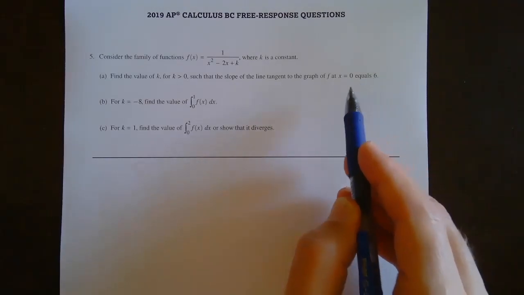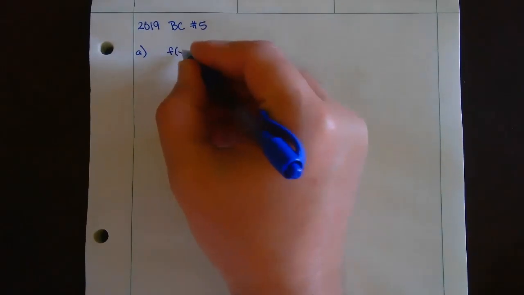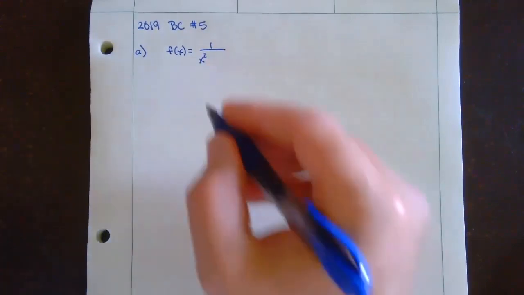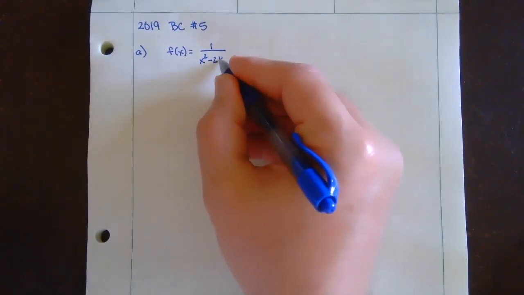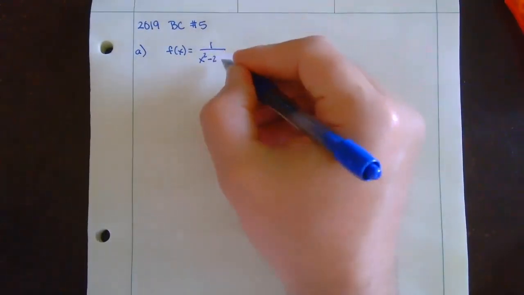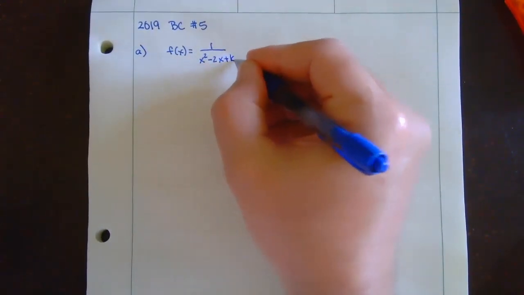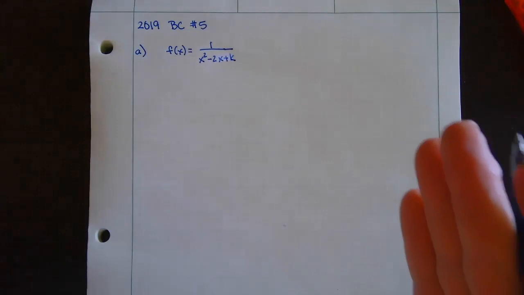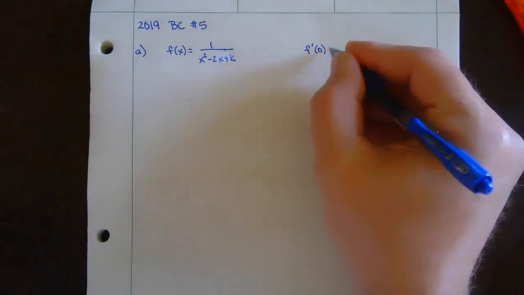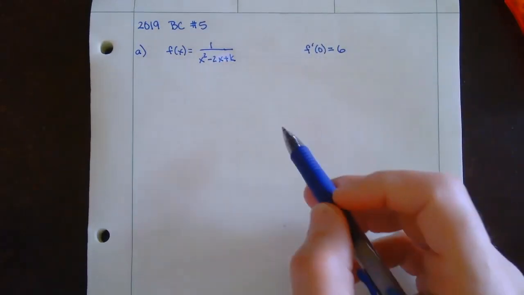So let's go ahead and write this out and do it on our piece of paper. So what we know is that f of x is equal to 1 over x squared minus 2x, whoops, not minus 2k, minus 2x plus k. And by saying the slope of the line tangent to the graph of f at x equals 0 is equal to 6, that's telling you that f prime of 0 is equal to 6. And so what k value causes this to happen?